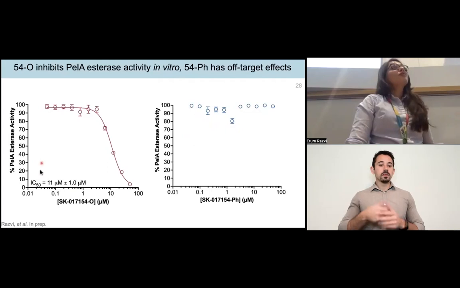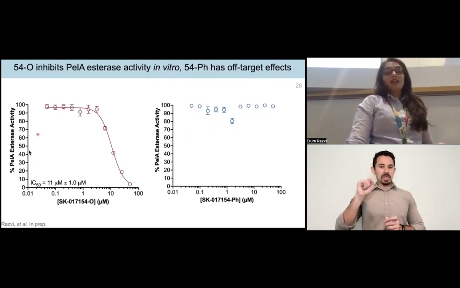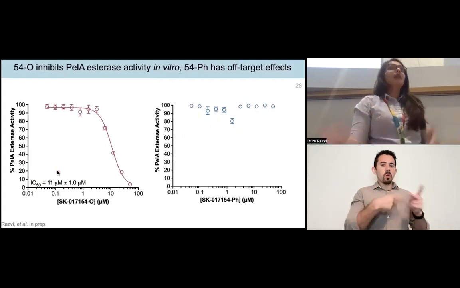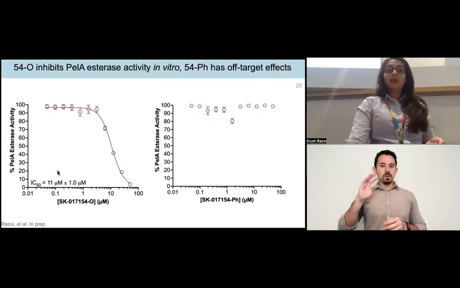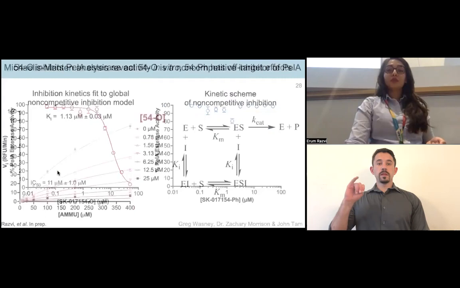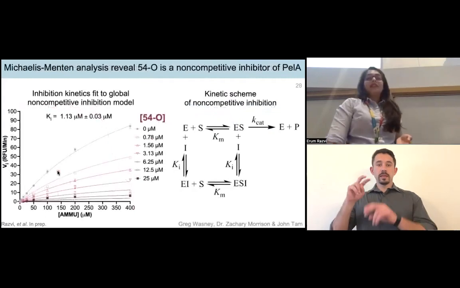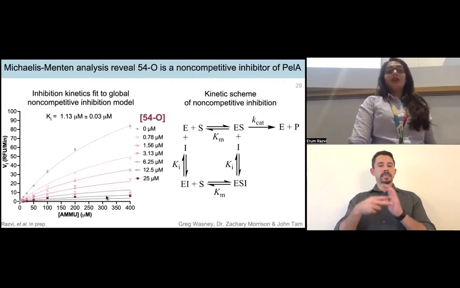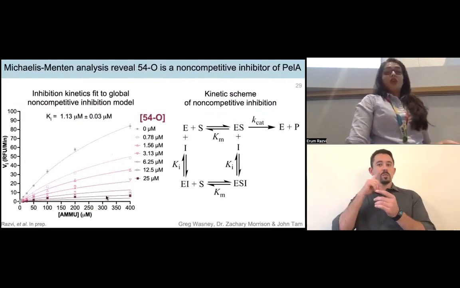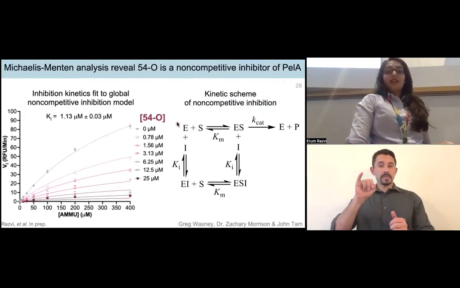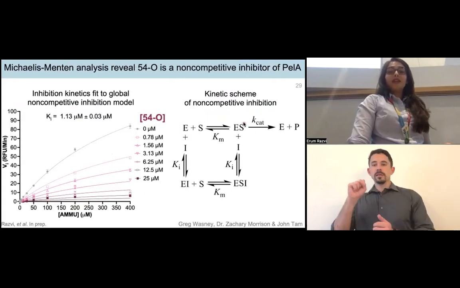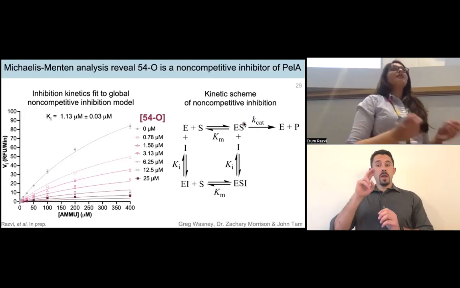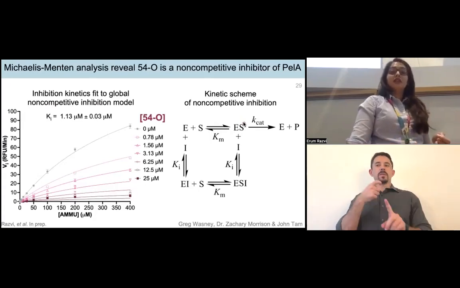I then performed enzyme kinetics using the same assay to determine the mode of inhibitory action of 54O on PelA. Michaelis-Menten analyses revealed that 54O is a non-competitive inhibitor. So this means 54O has affinity for both free enzyme and enzyme-substrate complex, and that the compound binds to a site distinct from PelA's deacetylase active site.